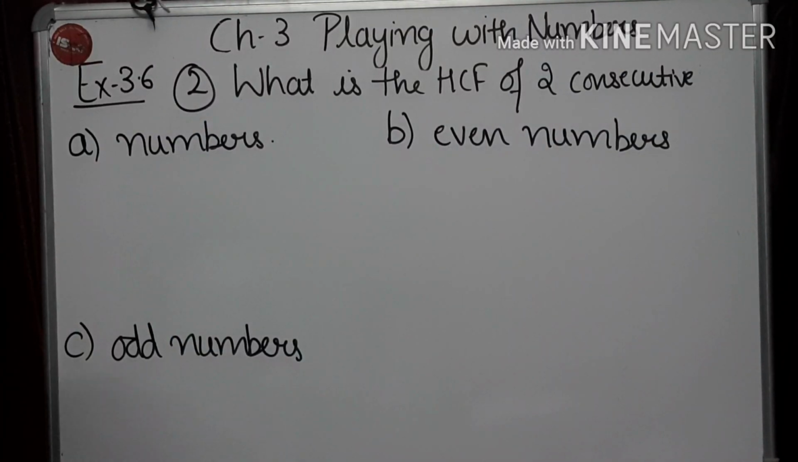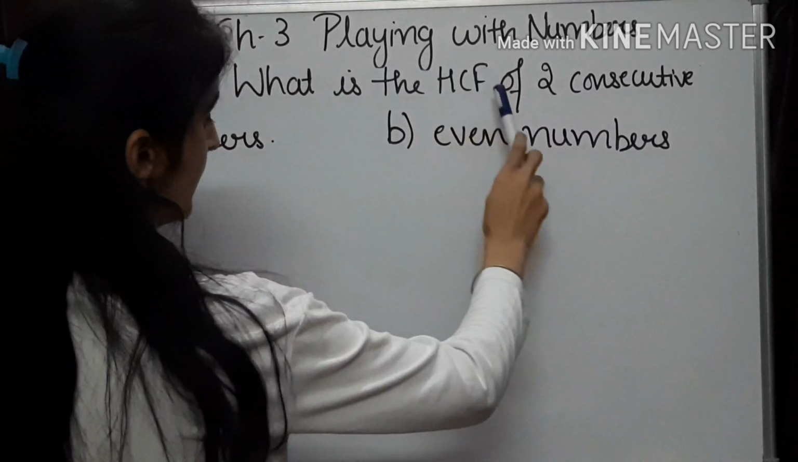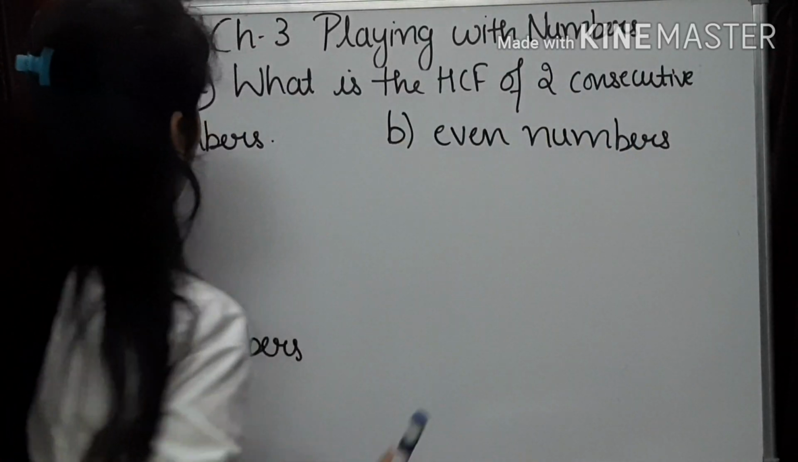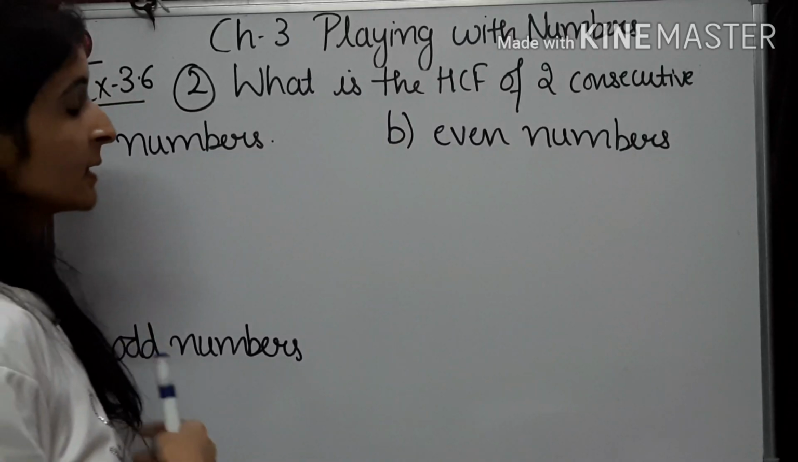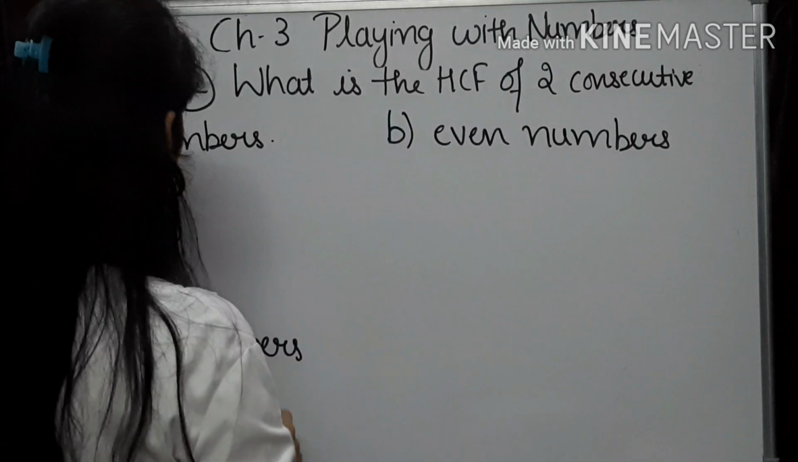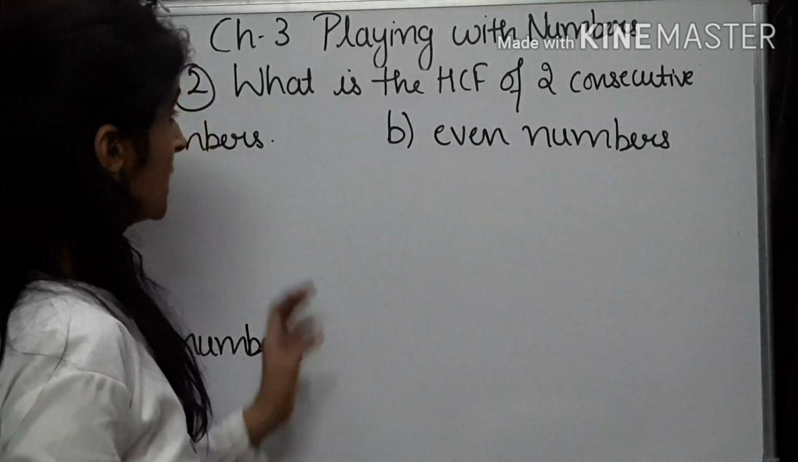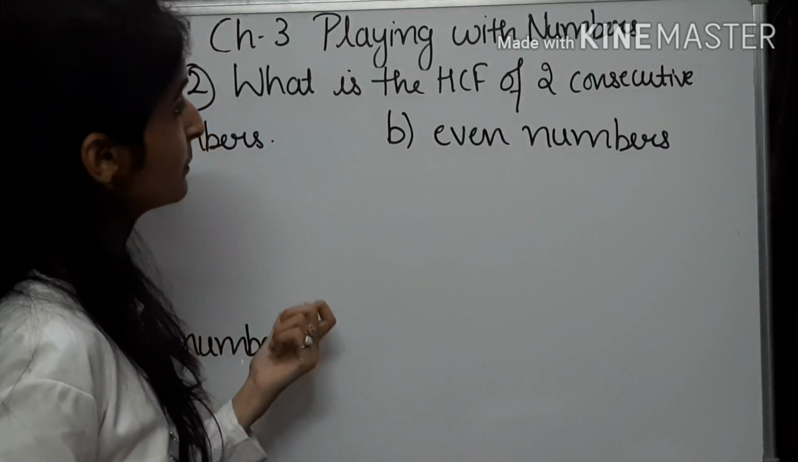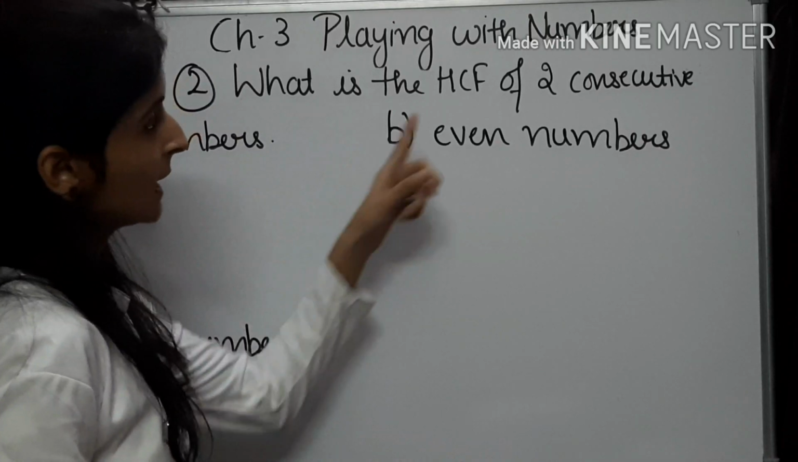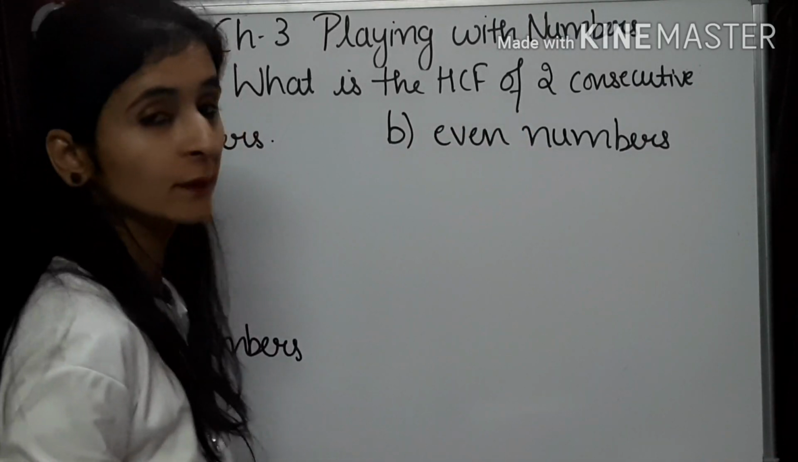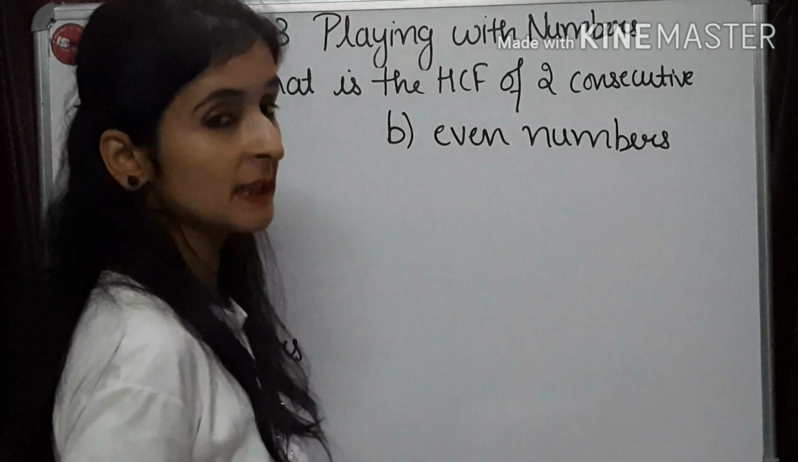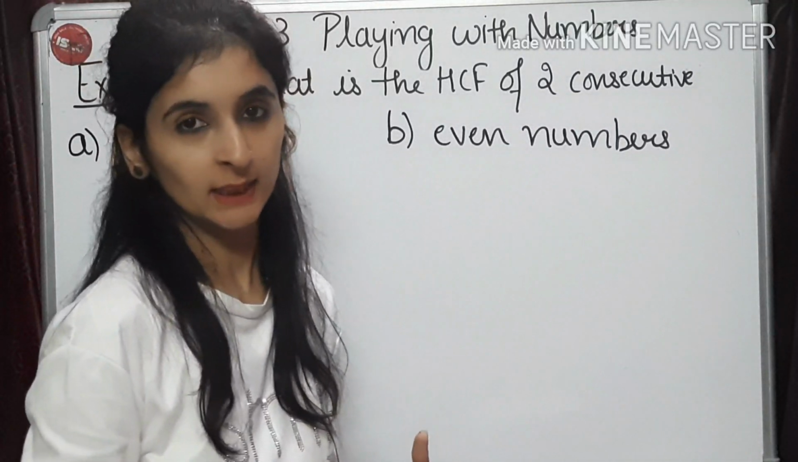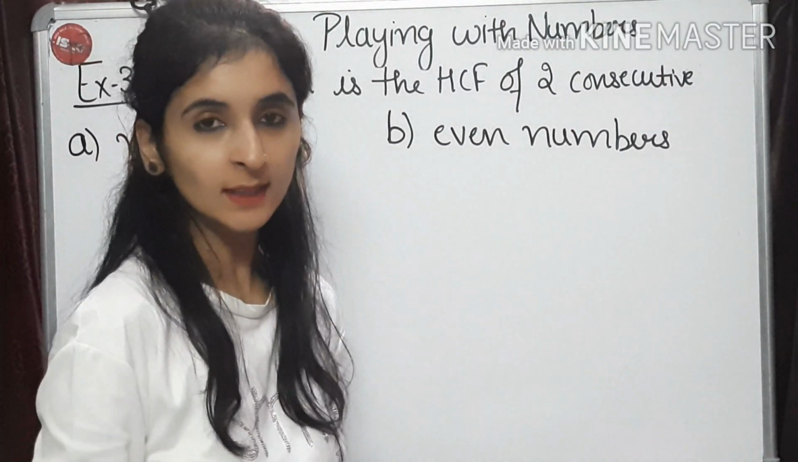Then question number 2 is, what is the HCF of two consecutive, and then we have given 3 parts: numbers, even numbers and odd numbers. If we have to go with A part first, then it means we have to find out the HCF of two consecutive numbers. Consecutive numbers means लगातार आने वाले numbers. So we can take any of the example.